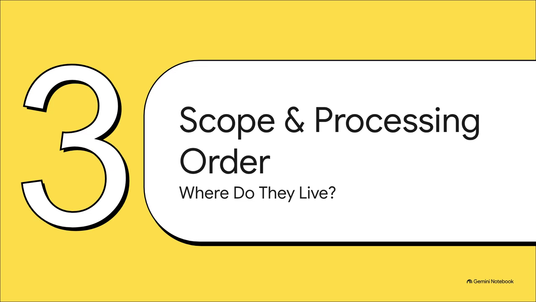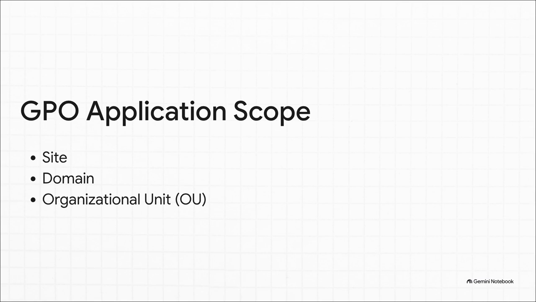Part 3. Scope and Processing Order. Where do these policies actually live? Now, GPOs don't just float around in the digital ether. They have to be linked to specific containers within Active Directory. You can link them to a site, which usually corresponds to a physical network location. You can link them to the entire domain, which affects practically everything. Or you can link them to an organizational unit, or OU, which is essentially a specialized folder for grouping specific users or computers together.